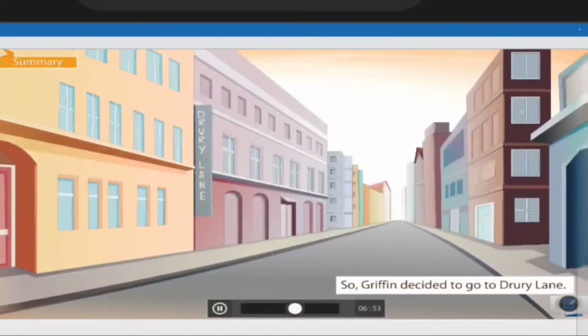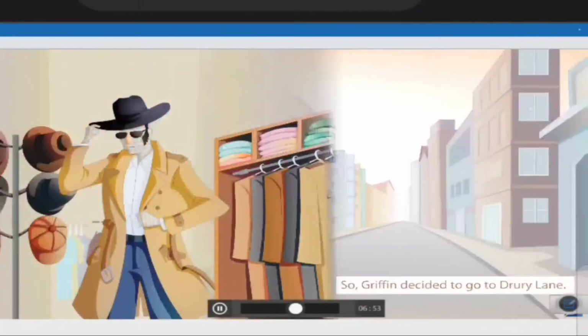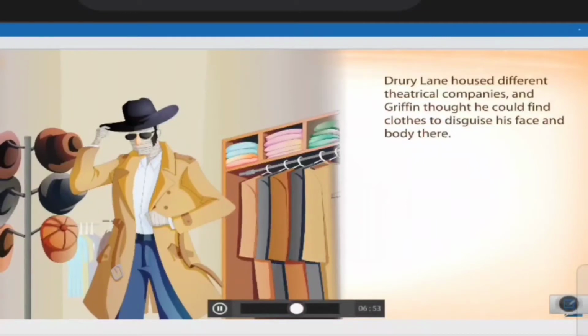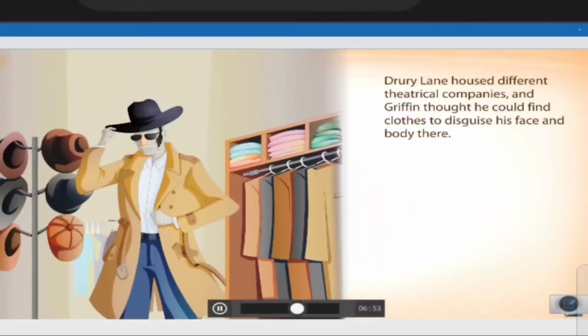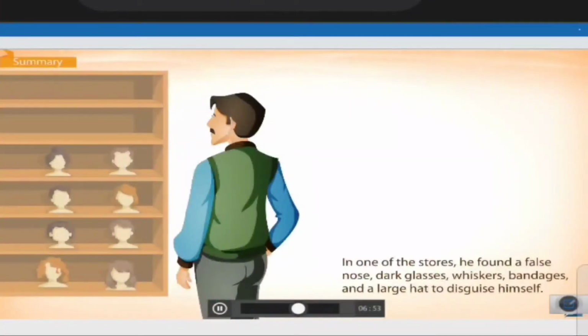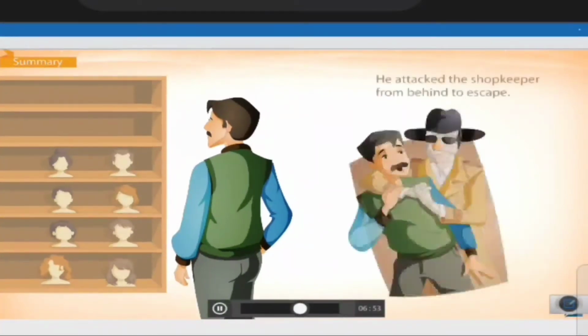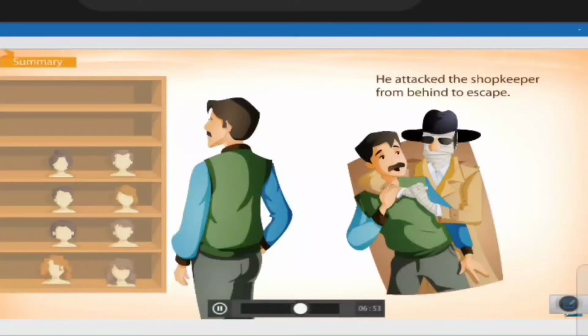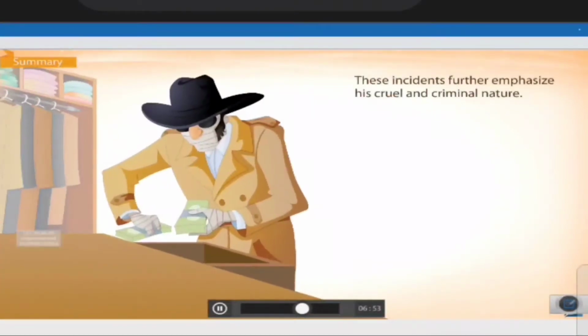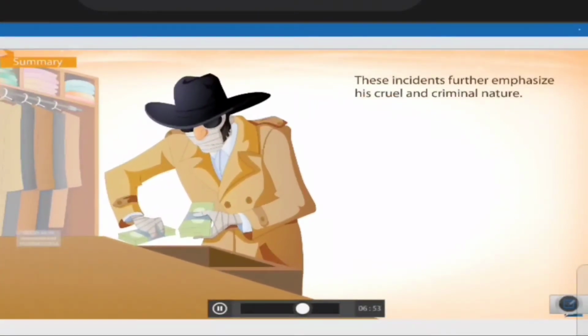So Griffin decided to go to Drury Lane. Drury Lane housed different theatrical companies, and Griffin thought he could find clothes to disguise his face and body there. In one of the stores, he found a false nose, dark glasses, whiskers, bandages, and a large hat to disguise himself. He attacked the shopkeeper from behind to escape. He also robbed him of all his money. These incidents further emphasize his cruel and criminal nature.